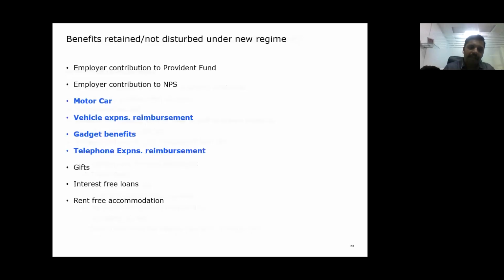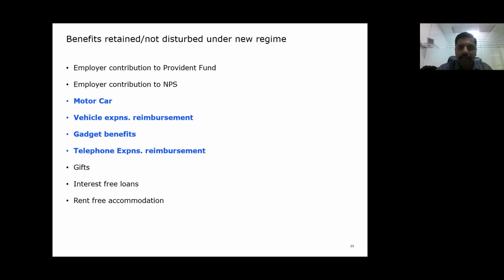It depends. There are certain deductions available even under the new regime. See, where the proof of investment comes into picture, I have highlighted those deductions. It is a motor car benefit and the related vehicle expenses reimbursement. If the employer has that, this is available under the new regime as well. Then gadget benefits are available under the new regime. Telephone expenses reimbursement or internet expenses reimbursements, these are available under the new regime as well.